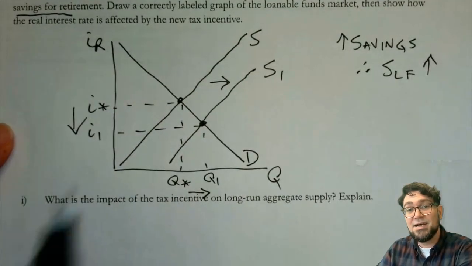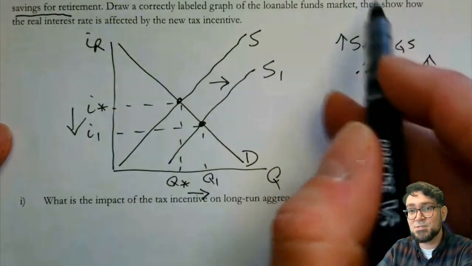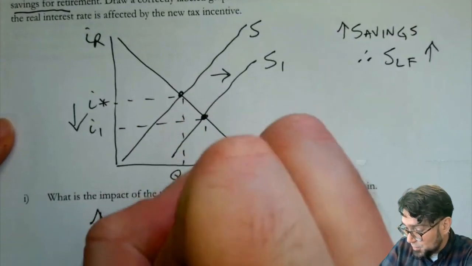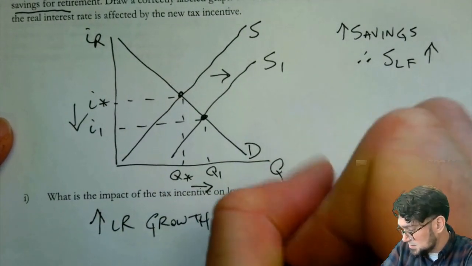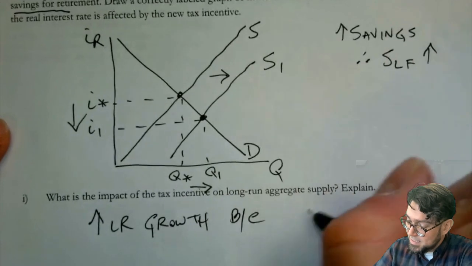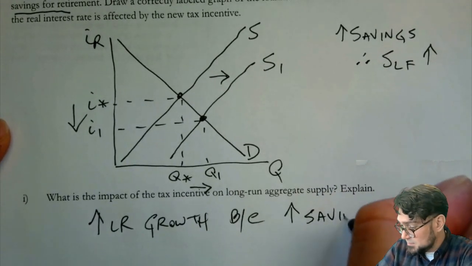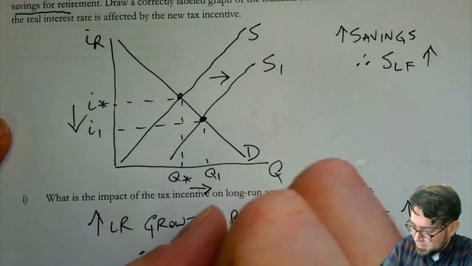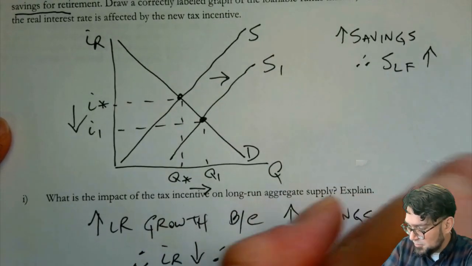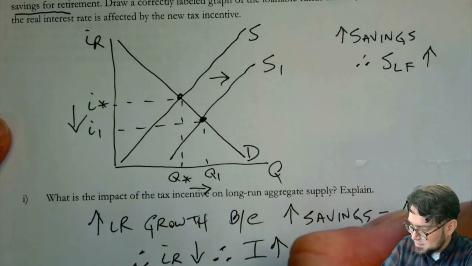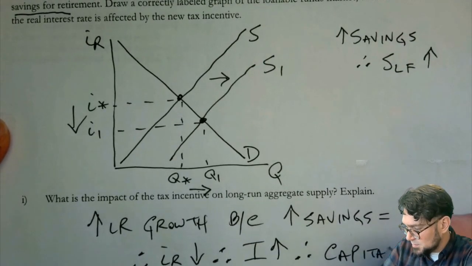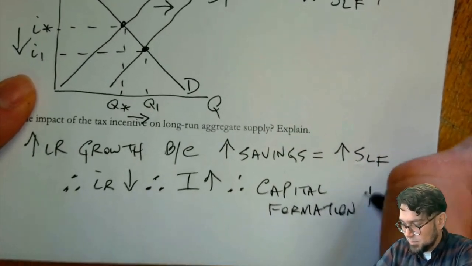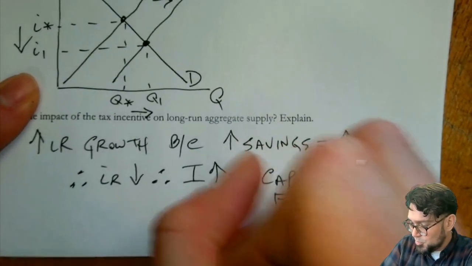This is a good example of a supply-side policy, right? Try to encourage people to save their money to increase the supply of loanable funds. It will increase long-run growth because, right, and we can say the increased savings equals increased supply of loanable funds. Therefore, the real interest rate goes down. Therefore, investment spending rises. More capital formation occurs. Capital formation being new buildings, tools, equipment, machinery, right? All that good stuff. And therefore, more productivity.